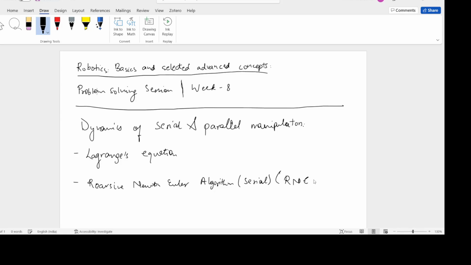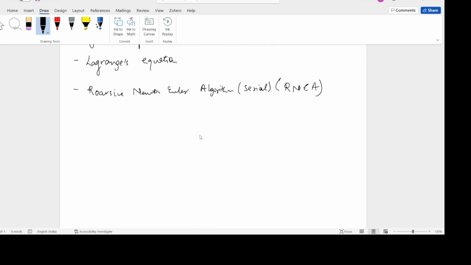This is abbreviated as RNE. So just a quick overview of what was Lagrange's equation of motion. In Lagrange's method, a quantity is defined called the action potential. The definition of this quantity is the difference between the kinetic energy and the potential energy of the system, of the complete system.